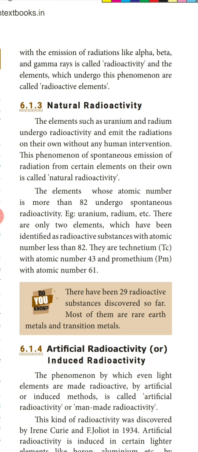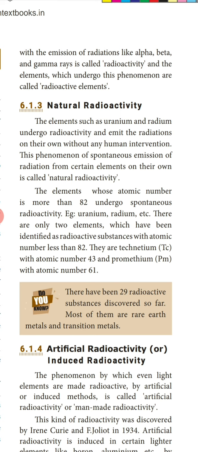So once again I repeat, the elements such as uranium and radium undergo radioactivity and emit the radiations on their own without any human intervention. This phenomenon of spontaneous emission of radiation from certain elements on their own is called natural radioactivity. எந்த வித ஹியூமன் இன்டர்ஃபியரன்ஸ் இல்லாமல் தன்னைத்தானே ரேடியேஷன்ஸ் எமிட் பண்ணுறது natural radioactivity. Example, uranium, radium, those have atomic number more than 82.